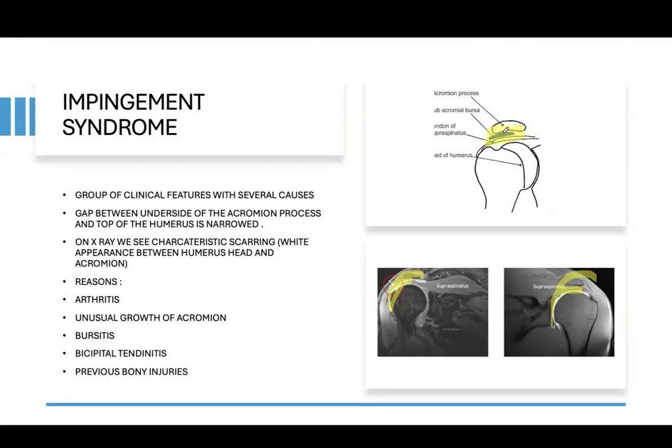And the reason is this. It's sitting in between these two structures, and when they compress it, it causes damage. So why could you have impingement syndrome? Because it's not normal to have it. The first thing is arthritis.